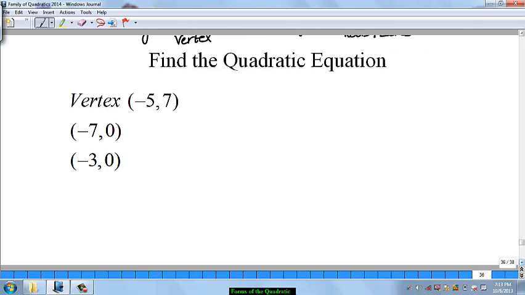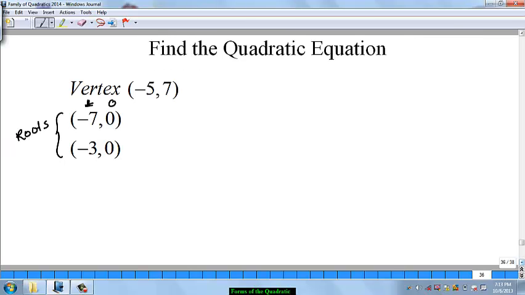So this one, they told us the vertex. So I'm going to, wait a minute, what are these? If you look at this, if it's a number 0, these also must be roots. So we actually could do this either way. So I'm going to show you this both ways. Either way will be right, even though the formula would look a little different. So let's first do the vertex form, because they told us the vertex. That's the first thing I thought of.